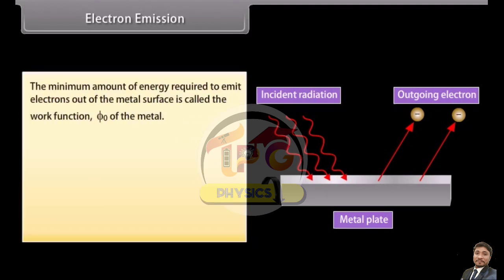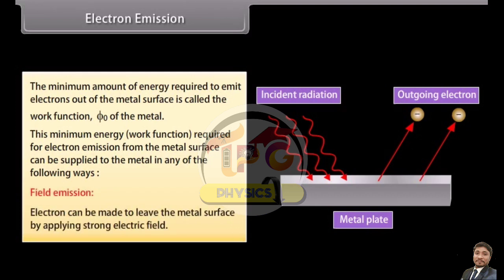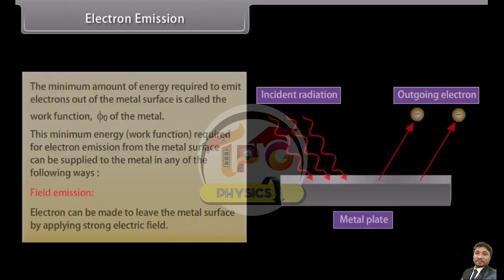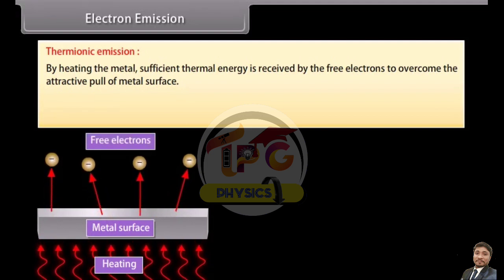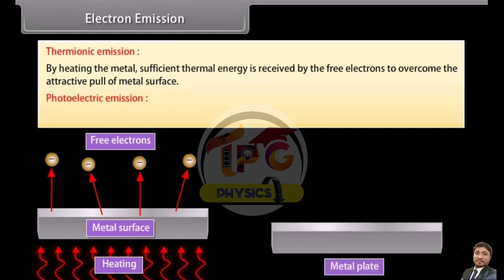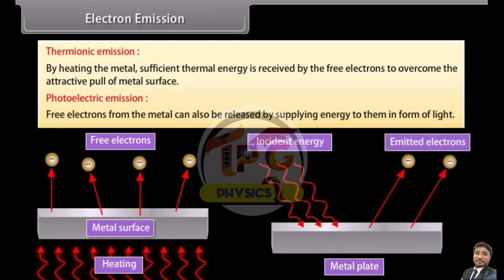The minimum amount of energy required to emit electrons out of the metal surface is called the work function, phi0, of the metal. This minimum energy required for electron emission from the metal surface can be supplied to the metal in any of the following ways. Field emission. Electrons can be made to leave the metal surface by applying a strong electric field. Thermionic emission. By heating the metal, sufficient thermal energy is received by the free electrons to overcome the attractive pull of the metal surface. Photoelectric emission. Free electrons from the metal can also be released by supplying energy to them in the form of light.